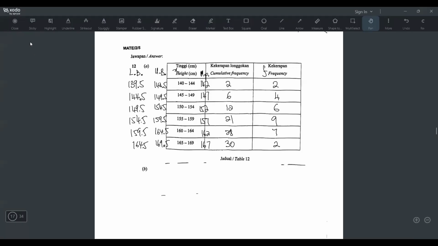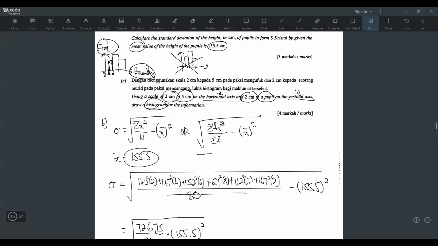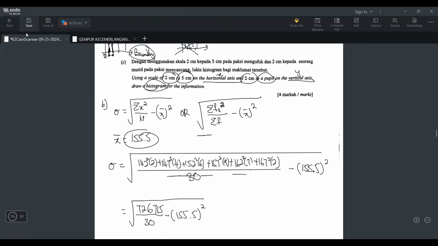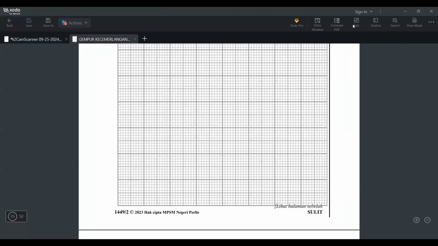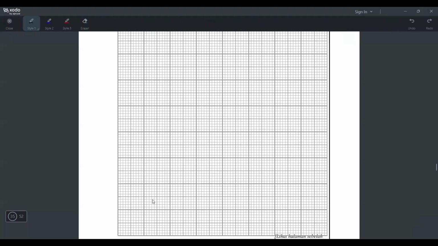So let's draw the histogram now. First of all, let's look at the scale. Using a scale of 2 cm to 5 cm on the horizontal axis and 2 cm to 1 pupil on the vertical axis, draw a histogram. So they already said 2 cm to 5 on the horizontal axis. So let's go to our graph paper. Okay, this is the horizontal axis.